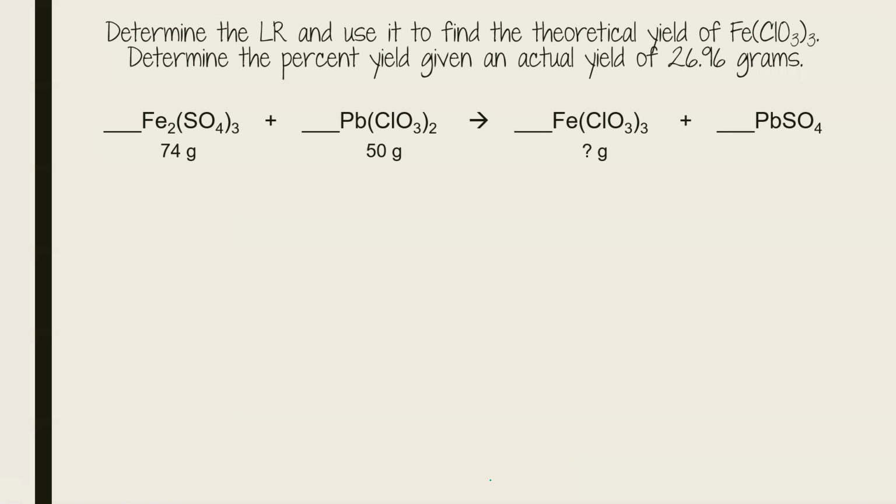All right, last problem. So step 1, balance it, I guess, or step 0, because you're always doing that. Step 1, limiting and excess. Step 2, theoretical yield of unknown. Step 3, percent yield. So write this down, actually try it out, come back. I will tell you that this is not as bad as it looks. You can leave your radicals whole.